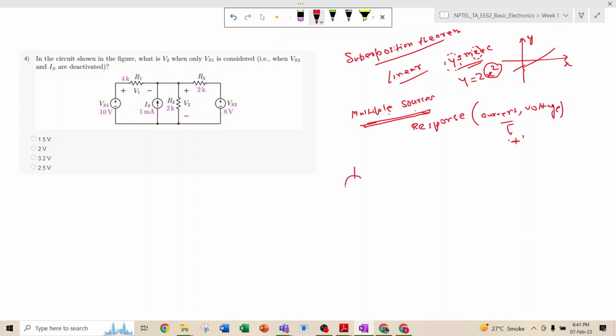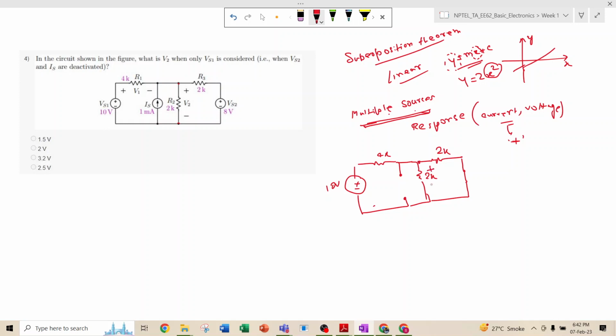Basically this is 10 volt, this is 4K, and this part is open circuit because it is a current source. Here we have some resistance, that is 2K. Here we have another resistance, which is 2K, and this part is the voltage source, so it will be short.